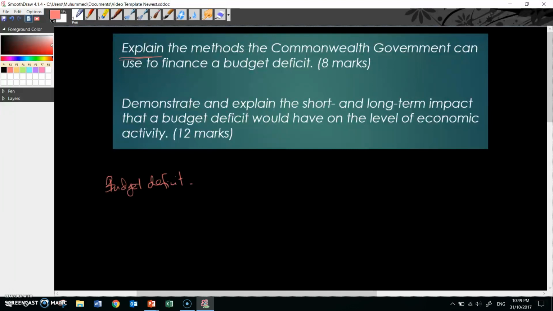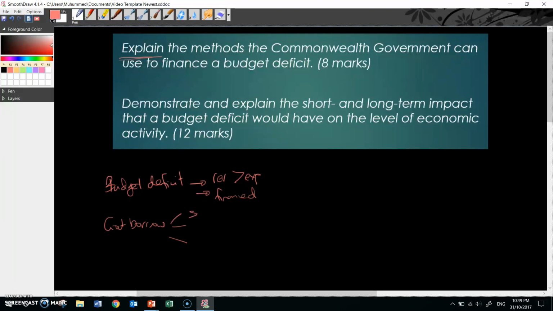In my mind, I would be thinking, okay, so budget deficit, when does that happen? That happens when government revenue is below expenditure. And this means that this deficit will need to be financed somehow. Next, I would write down something like government needs to borrow, and then think about the ways in which the government can borrow money. So we know that there are three ways.